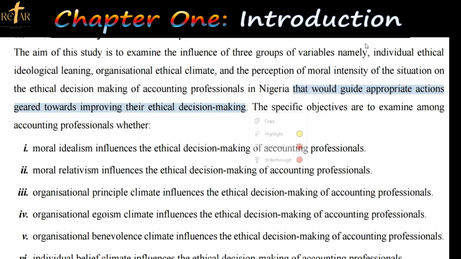I repeat again that the objective of the study is actually a breakdown of the problem that you have already stated. This time around, how do you address this problem? You break the problem down into achievable objectives, so that when you have achieved these objectives, then you would have provided a solution to the problem.